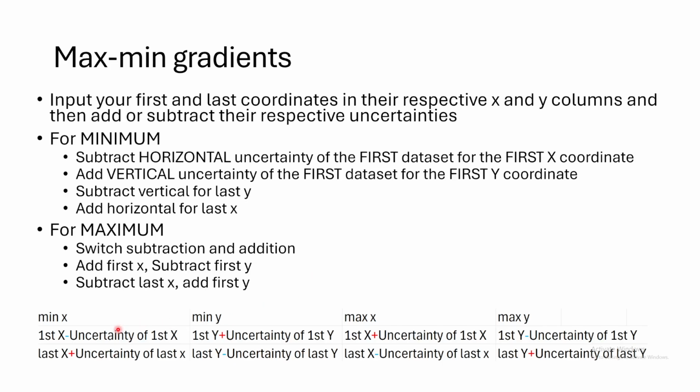So what it should look like is that the minimum has your coordinate subtracted by the horizontal uncertainty. So subtract horizontal from the first point, and you add the vertical uncertainty to the first point as well. For the last point, you add the horizontal and subtract the vertical.